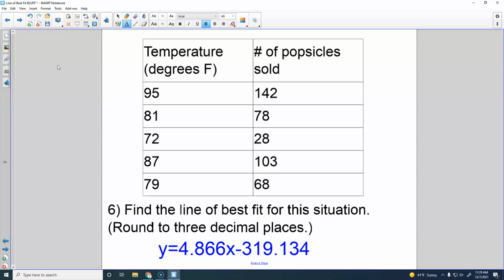Alright. This is, in my opinion, probably the easiest part, actually getting the line, as long as you don't type a number in wrong. So you should have 4.866x minus 319.134. If you do not have that, make sure you fix it in Desmos. Okay, any questions?